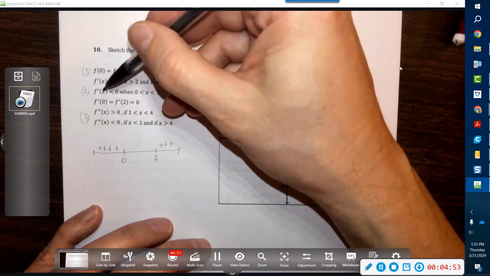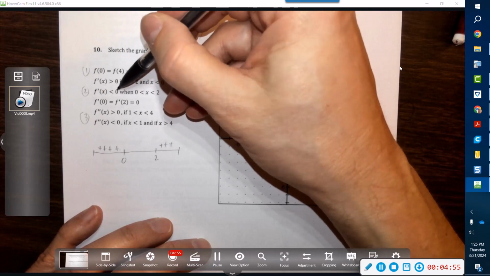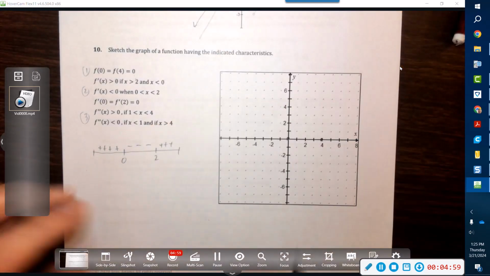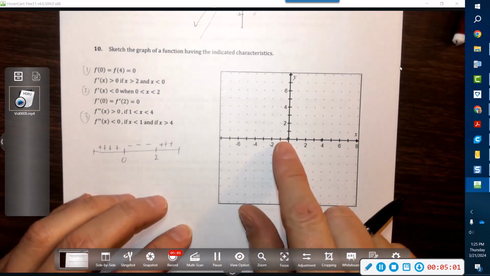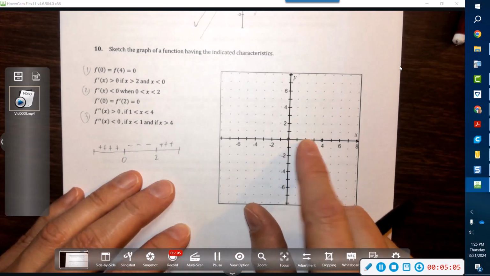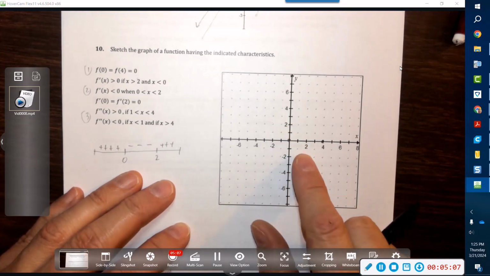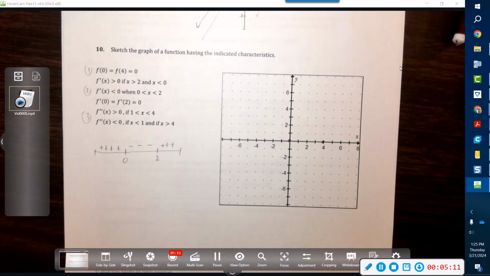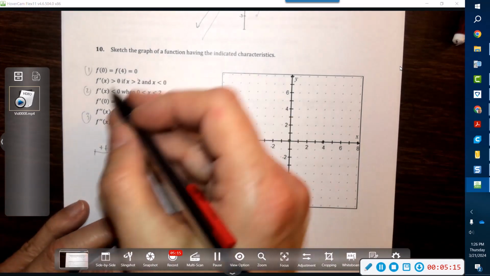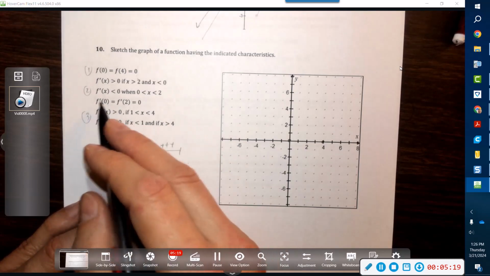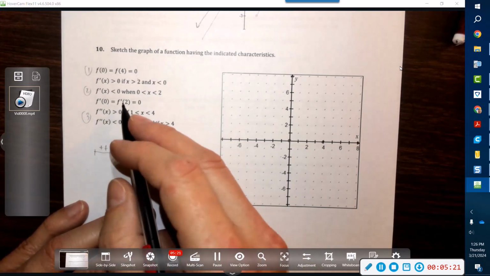Then the derivative is negative when it's in between those two. Okay, so we've worked with something like this before. So in between 0 and 2, we're going to have some action. It's going to go negative, and then at 2 is where it starts to go positive. Okay. All right. So then we can say that f prime of 0 equals 0, and f prime of 2 equals 0.